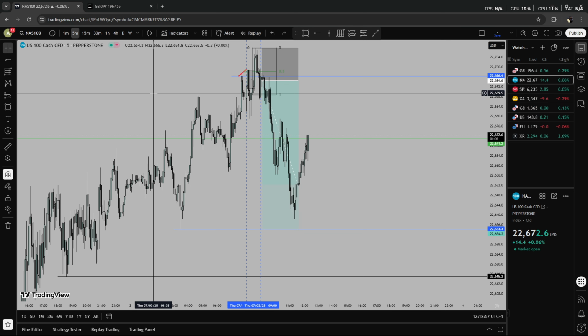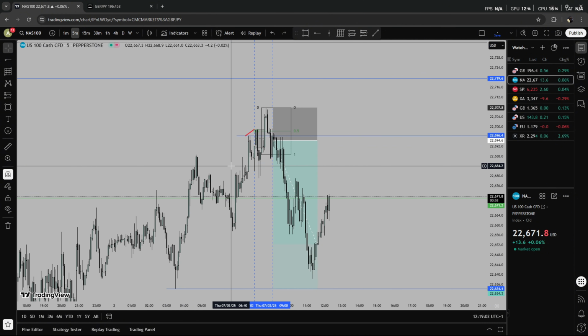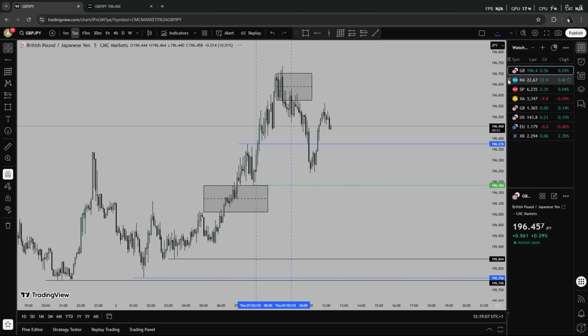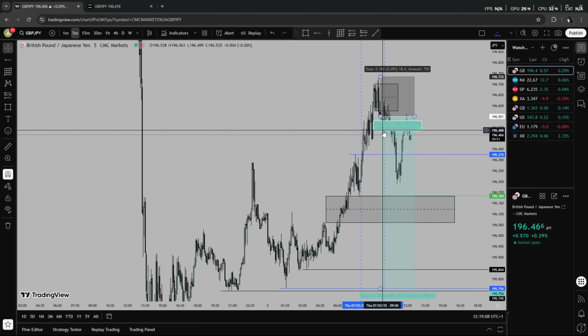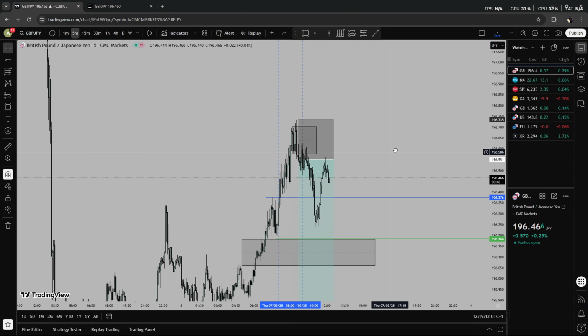The strategy works so much better for Nasdaq. The moves are quick. I don't care if Nasdaq isn't all that during London session, it's good. GBP JPY has been shit as well. It's not even that volatile during London session. The most volatility it's been getting is during the Asian session.